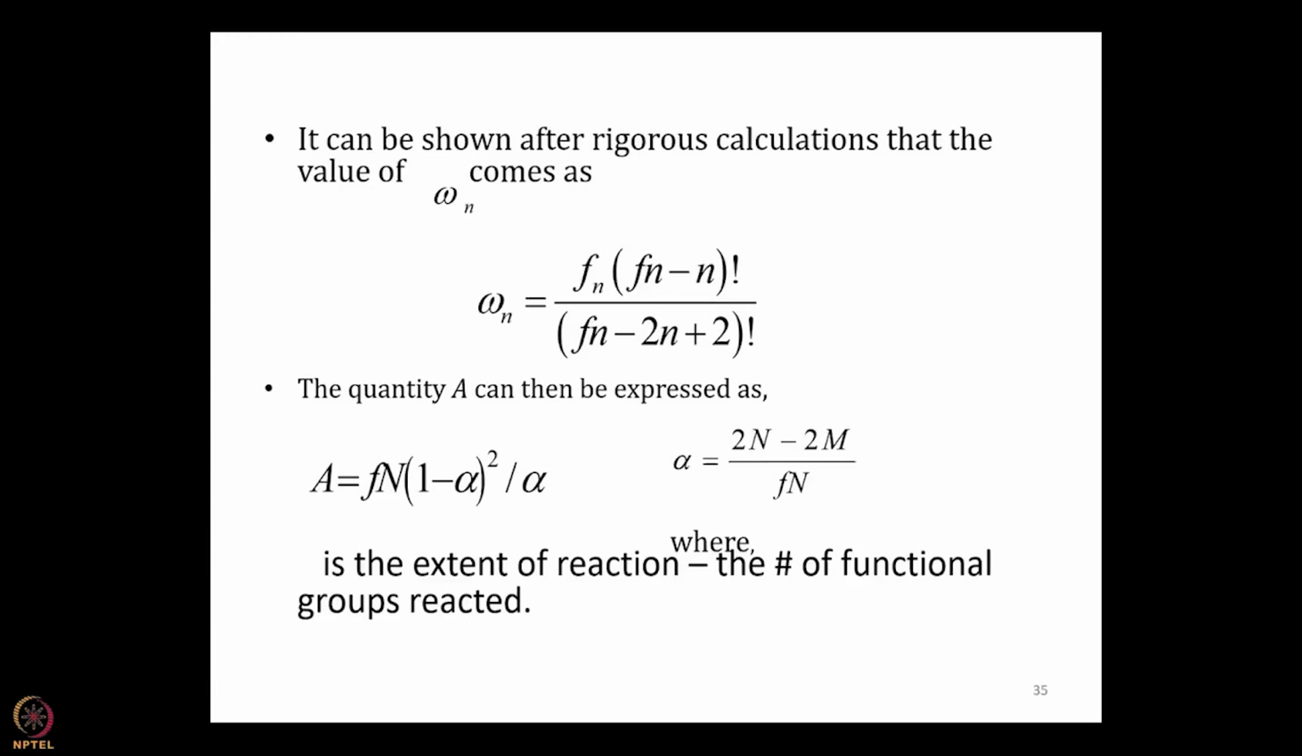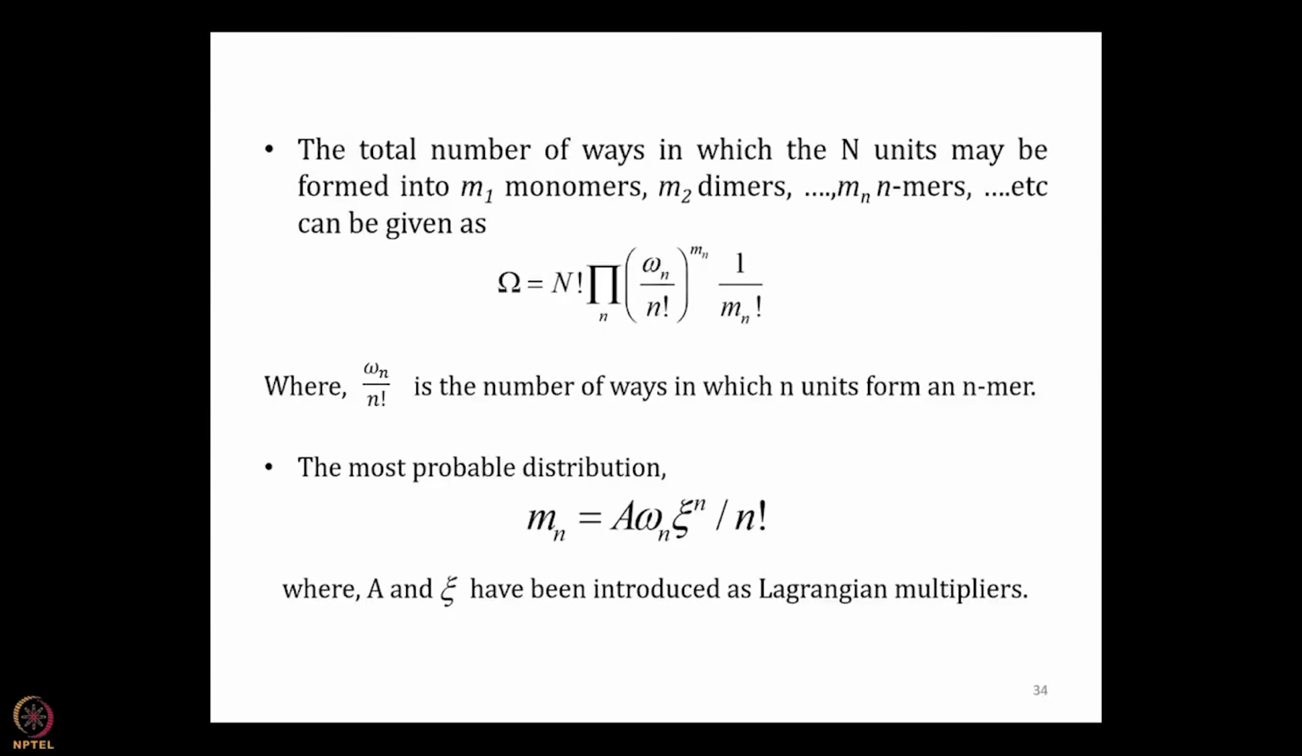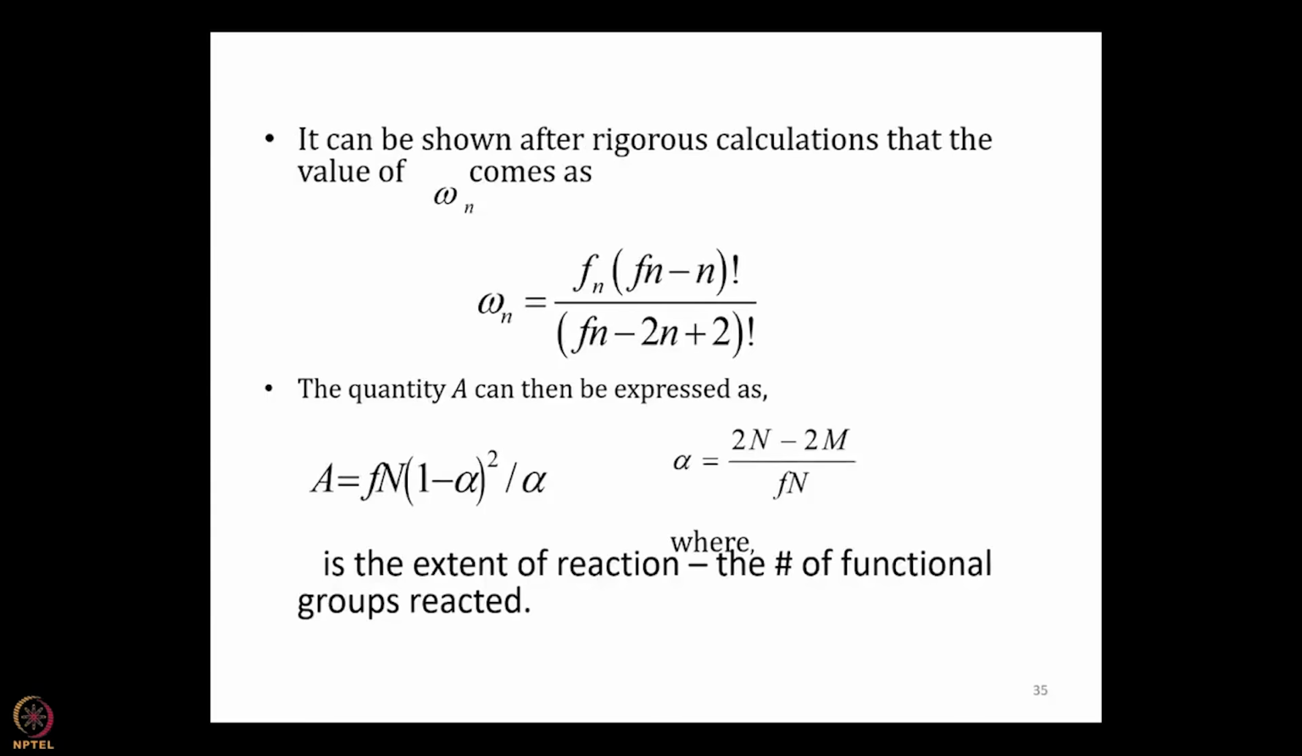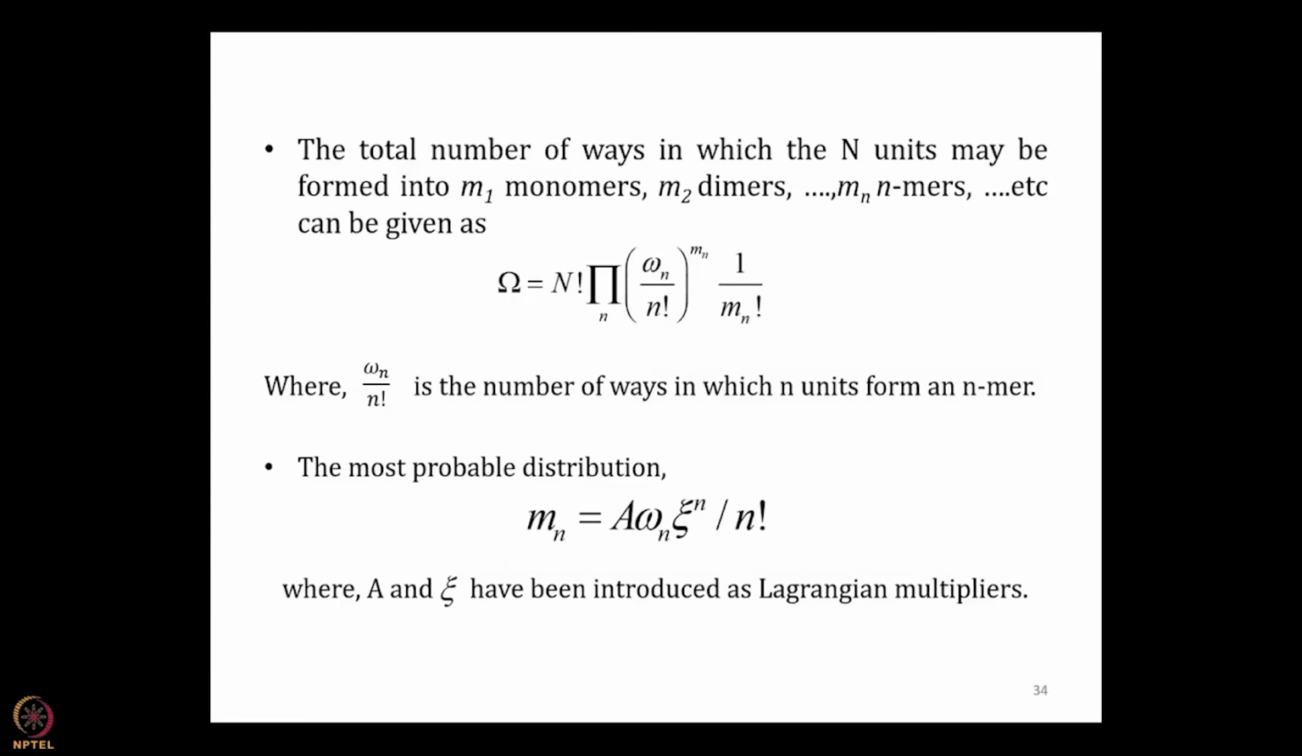The total number of functional groups is fn. So the extent of reaction is (2n minus m) by fn. That is the extent of reaction. And when I do the minimization with a Lagrangian multiplier, then I get f n (1 minus alpha) squared by alpha. So one does exactly Mayer's theory, the Lagrangian multiplier, parallel in all these things. Then I get the Mn or Mn star.